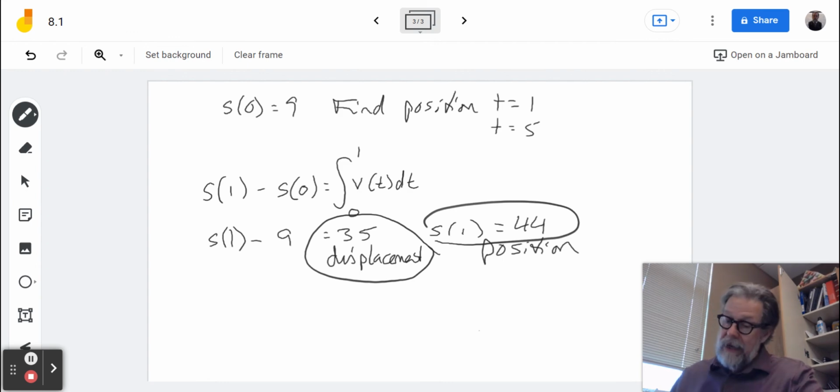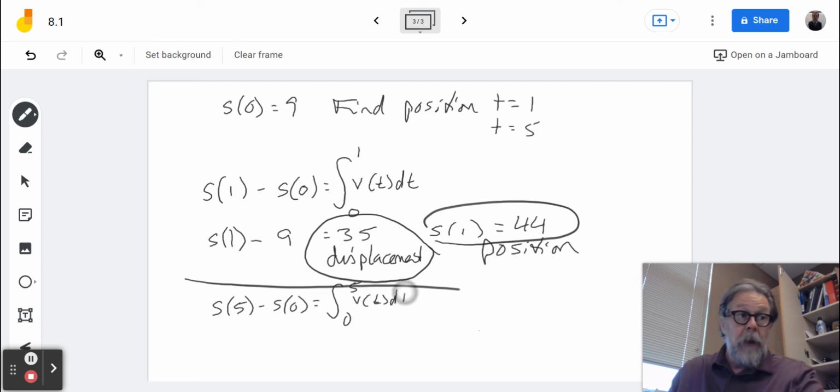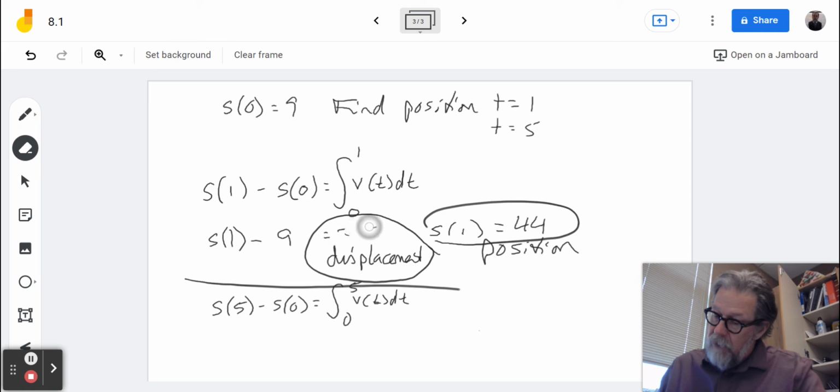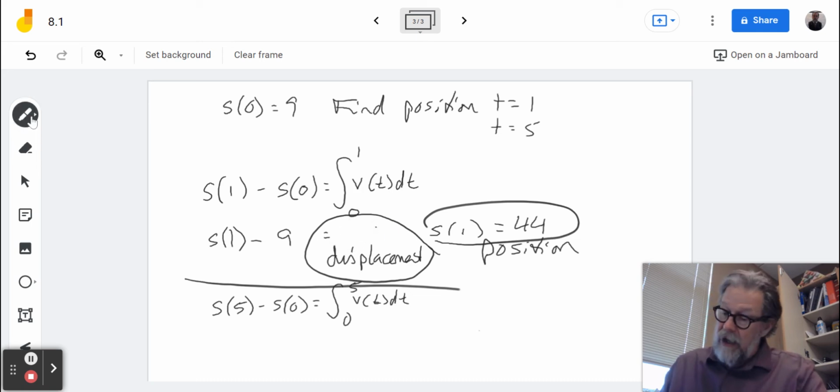And we can do the same thing with time of 5. S of 5 minus S of 0 equals the integral from 0 to 5 of V of t dt. And what we get is, oh, I wrote down the wrong numbers. Oh, gosh darn it. Okay, sorry. 35 was actually the answer to the next one. This was actually negative 11 thirds.